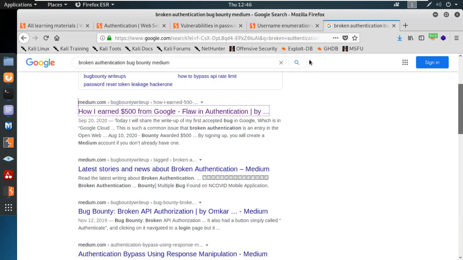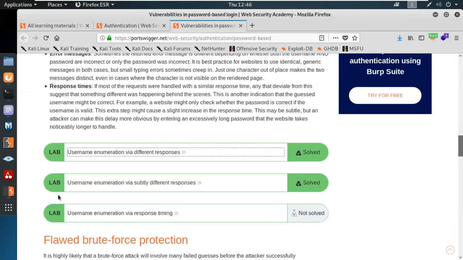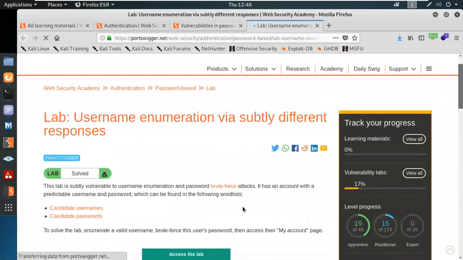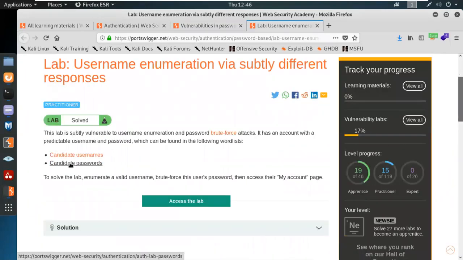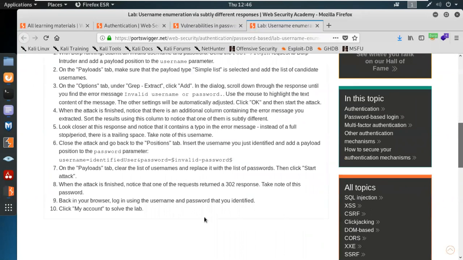For example, let's try with the second one. Let's try with this one: username enumeration by different response code. Let's try this one. So this is also a candidate username and password attack. We're going to try to solve this one, but this is a little bit different.